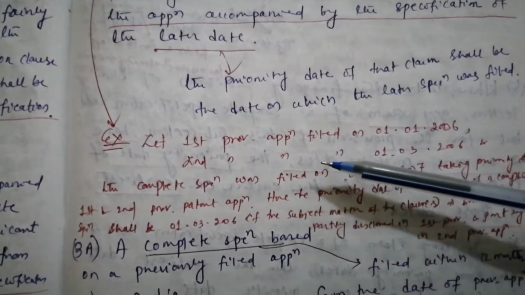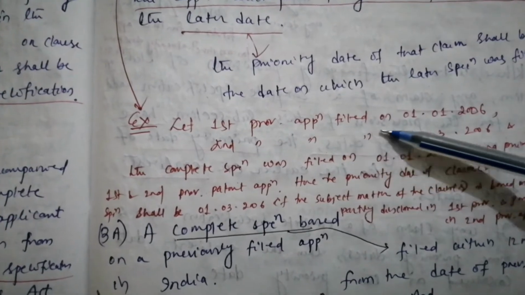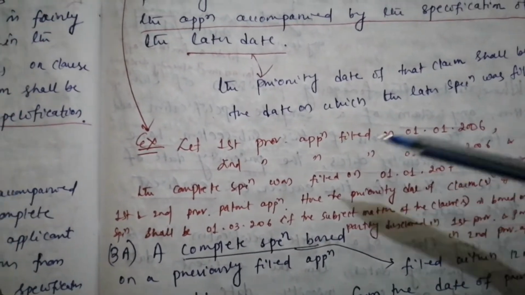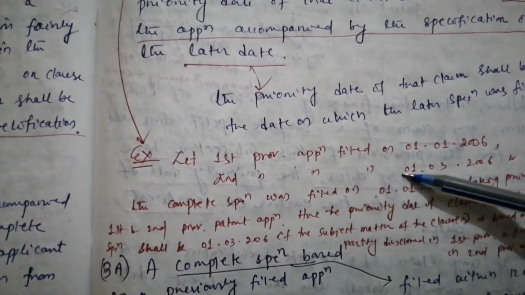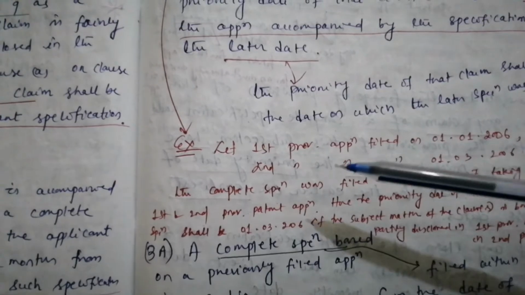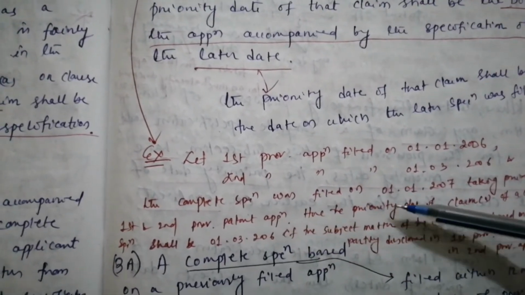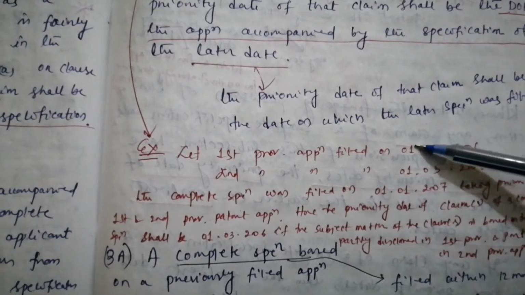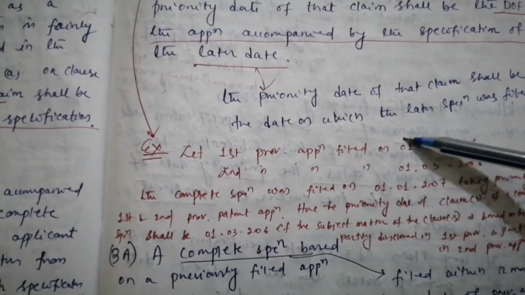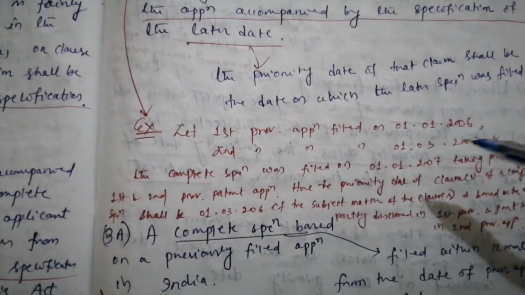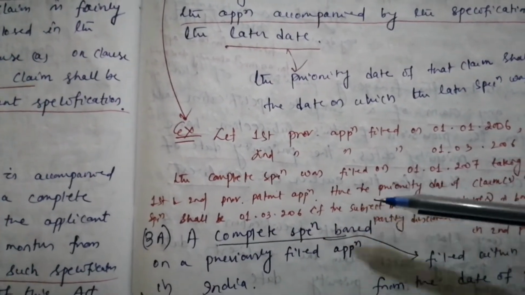Okay, let's say the first provisional application was filed on 1st January 2006, the second provisional application was filed on 1st March 2006, and the complete specification was filed on 1st January 2007. That means 12 months after the first provisional application. Fine. Taking priority of the first and second provisional patent applications.